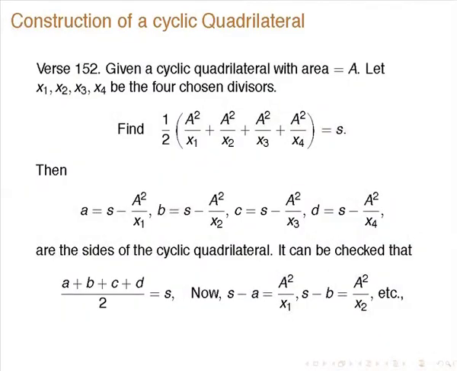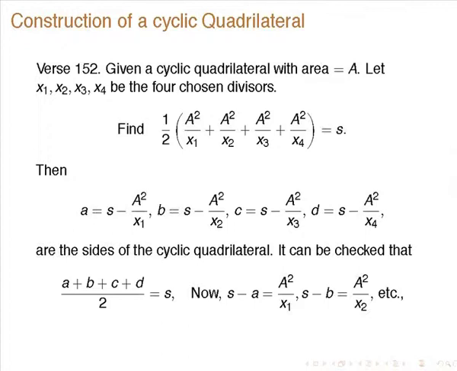Then he talks about the construction of a cyclic quadrilateral. Suppose you construct a cyclic quadrilateral with area A, and let x1, x2, x3, x4 be 4 chosen divisors. Arbitrarily you take them; of course everything is rational. Find this, then take the sides to be this, where S minus A squared by x1, S minus A squared by x2, and so on.